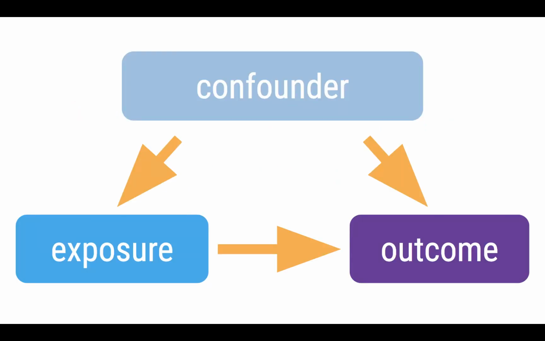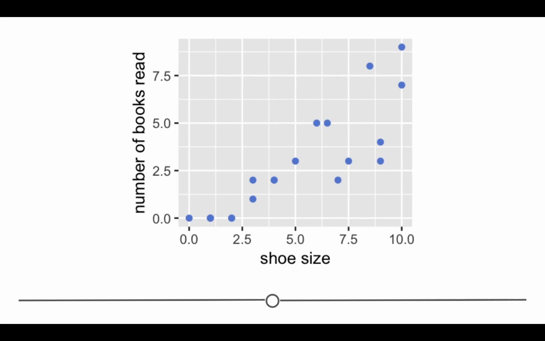Recall in that data collection section when we talked about confounders. A confounder, again, is a variable that's associated with both an exposure and an outcome, or both an independent variable and a dependent variable. Coming back to this scatter plot of shoe size and books read, it turns out that there's a third variable present, and that's the age of the participant. Here I've highlighted in orange the participants that were children.